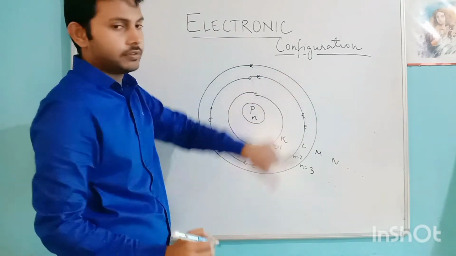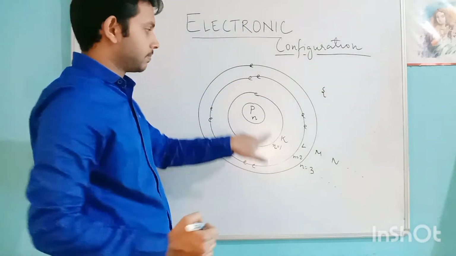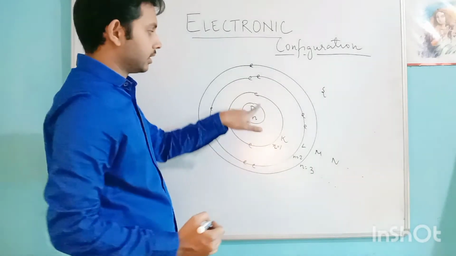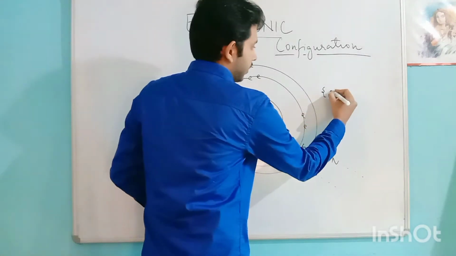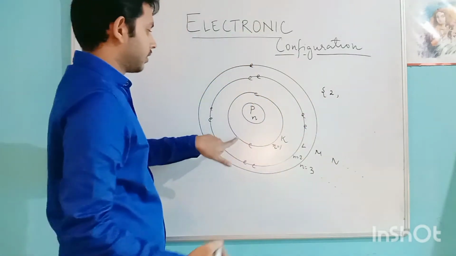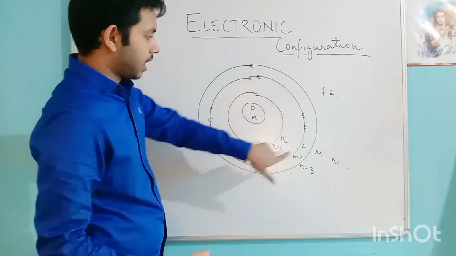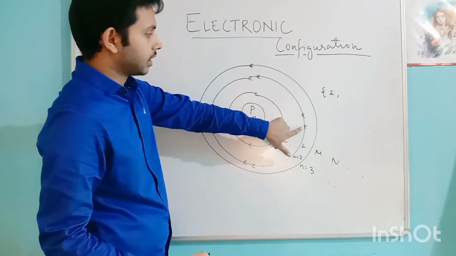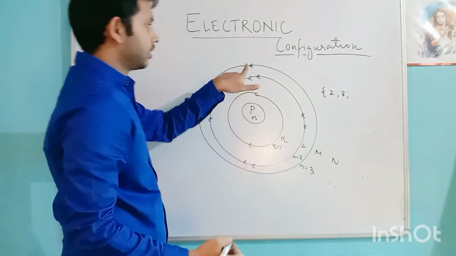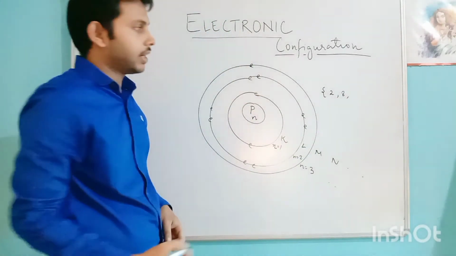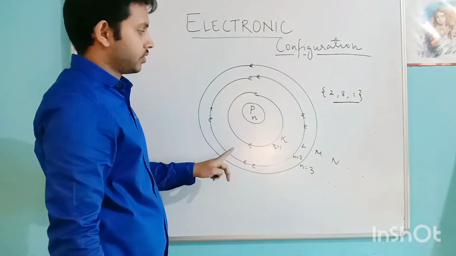So what does electronic configuration mean? We write within the second bracket the number of electrons present in different cells. Okay, now in the first cell you see there are 2 electrons. So you will write 2, then you put a comma, and then you write the number of electrons present in the second cell, the L cell. So how many electrons are there? 1, 2, 3, 4, 5, 6, 7, 8. 8. And in the third cell, there is only one electron, so we will write 1. So this is electronic configuration.